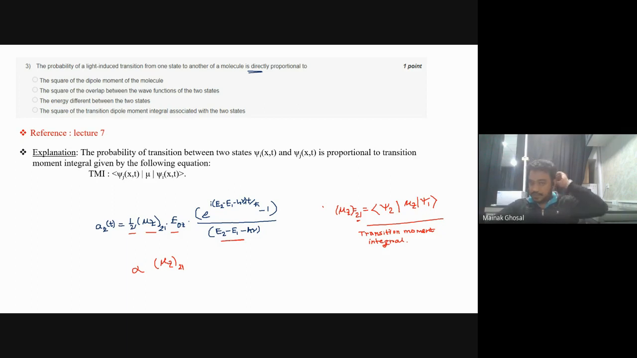So it is inversely proportional, and also you have some energy difference terms in the exponential, so it is not directly proportional to that. First and foremost condition for the transition to be there is that you have to have a non-zero transition moment integral. Okay, so that's why it depends upon the transition moment integral. Okay.